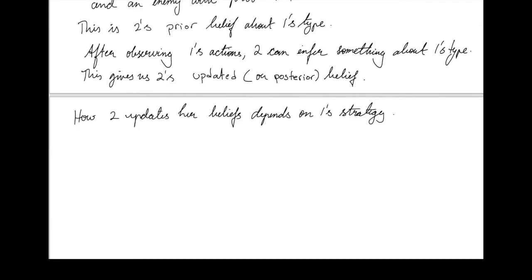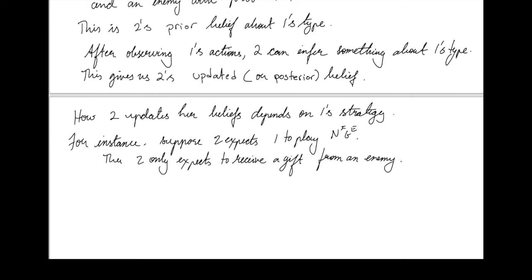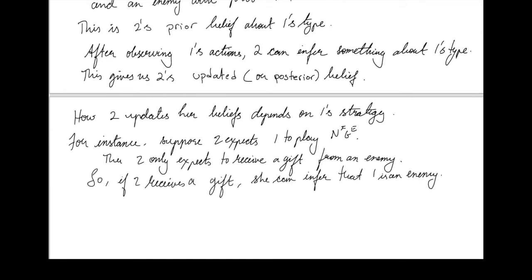For example, let's suppose player 2 expects player 1 to play the strategy NFGE. So friend type doesn't give, enemy type gives. In this case, player 2 only expects to receive a gift from an enemy. So if she receives a gift, she can infer that player 1 is an enemy. In general, based on the strategy that player 2 expects player 1 to use, she'll update her beliefs.